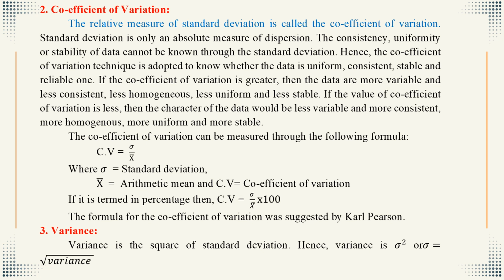Then x bar means arithmetic mean. It can be denoted in percentage form, means by multiplying by 100. Then variance is the square of the standard deviation. Hence variance is the square of standard deviation. It has been given, how it has been calculated.